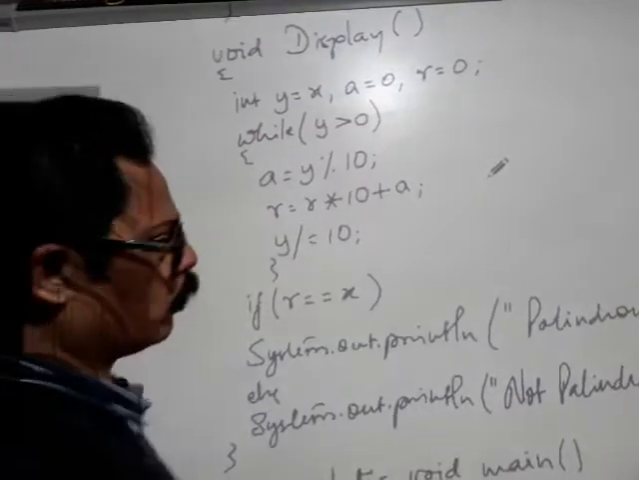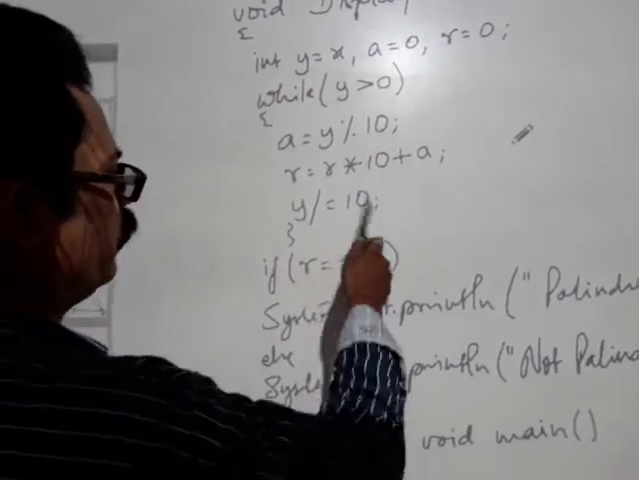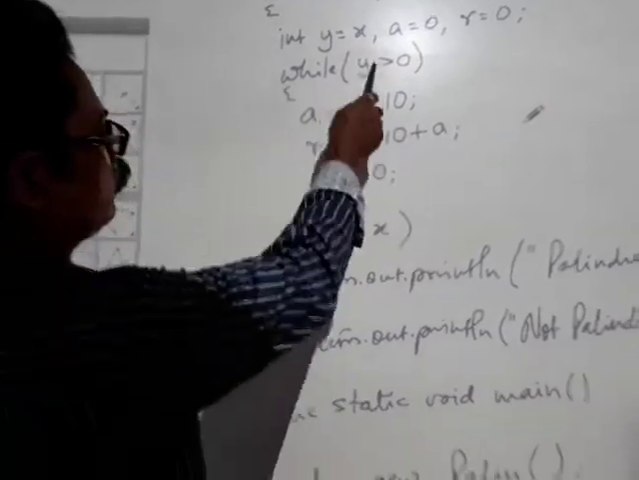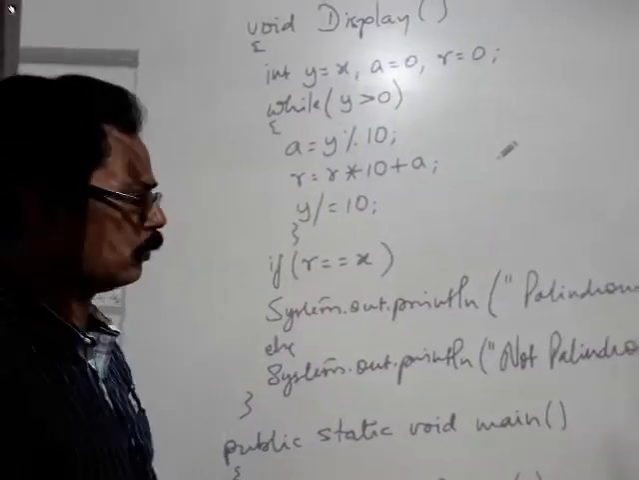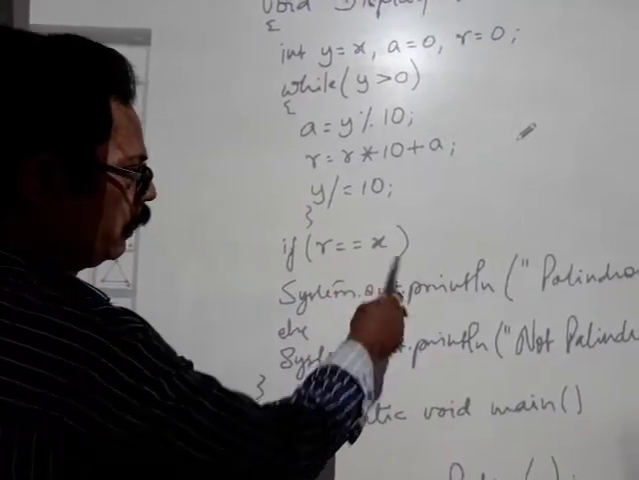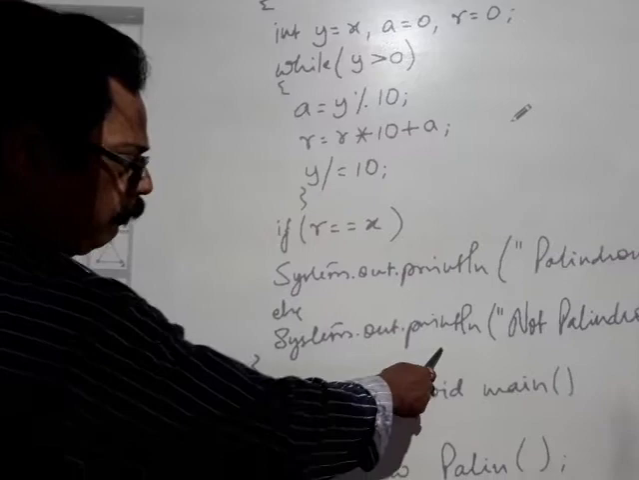Finally, r will store the reverse of the number, y is reduced to 0 finally, and as it is 0, the condition fails, the control moves out of this particular loop, and compares. If the reverse of the number equals the original number, then it is a palindrome, otherwise not a palindrome.